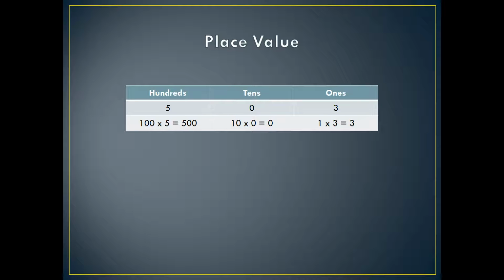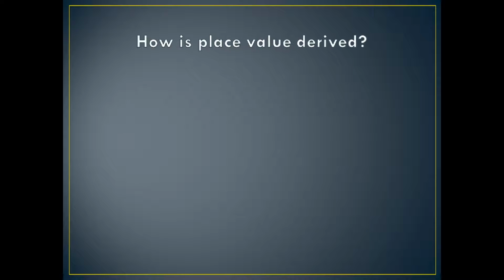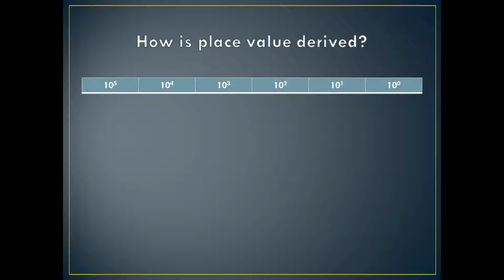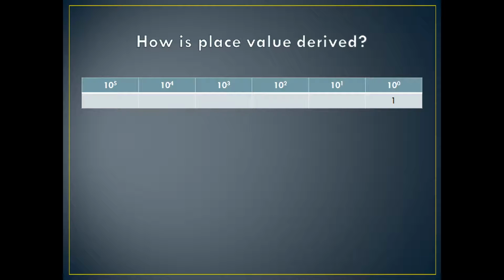So now let's look at how the place values themselves are derived. Since the decimal number system is based on 10, the place values are derived by powers of 10. Any number to the power of 0 is 1, so 10 to the power of 0 is 1. Any number to the power of 1 is equal to the number itself, so 10 to the power of 1 is 10.